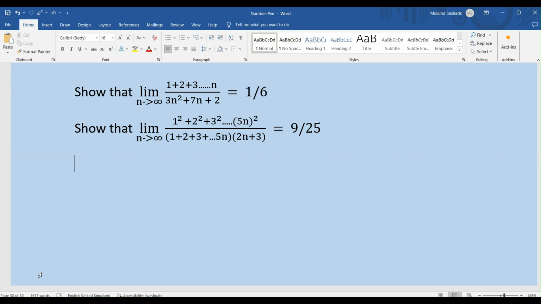And the second problem that we have is: show that limit n tends to infinity, 1 square plus 2 square plus 3 square up to 5n square, which is the sum of squares. And when you say 1, 2, 3, remember all of these are natural numbers. That's what we have in the numerator, divided by 1 plus 2 plus 3 up to 5n into 2n plus 3. Show that that's equal to 9 by 25.